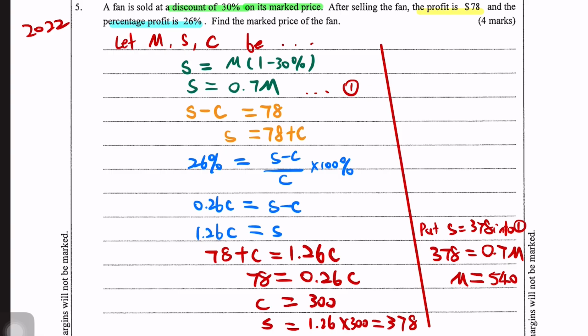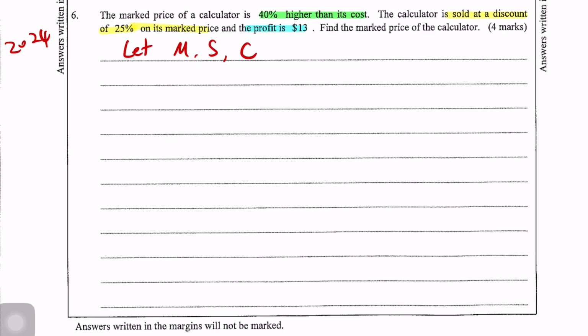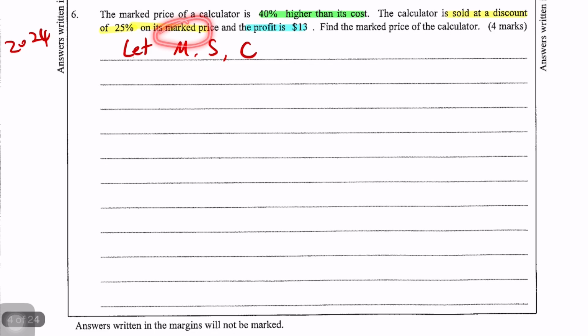So you can see even though all the methods are the same, sometimes you need to be flexible in math, okay? Another question involves mark price, selling price, cost. To calculate the profit, we need the selling price, and here we are finding the mark price again. So do it by yourself, try it.